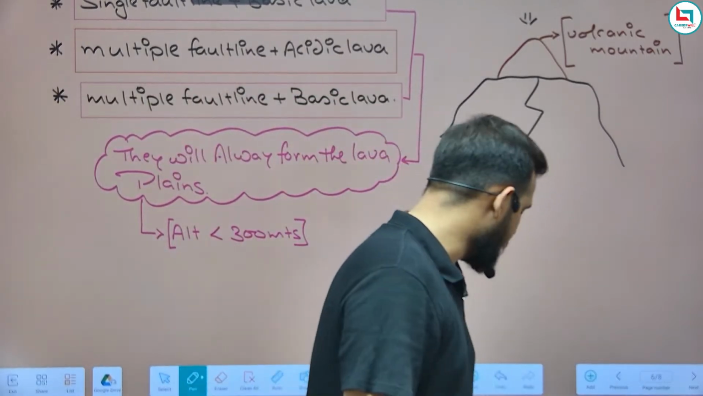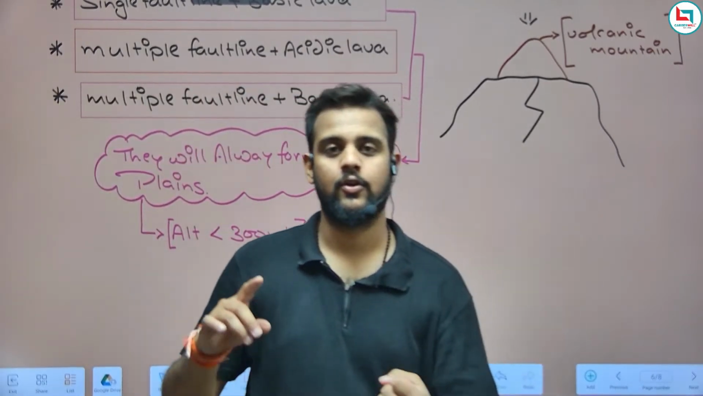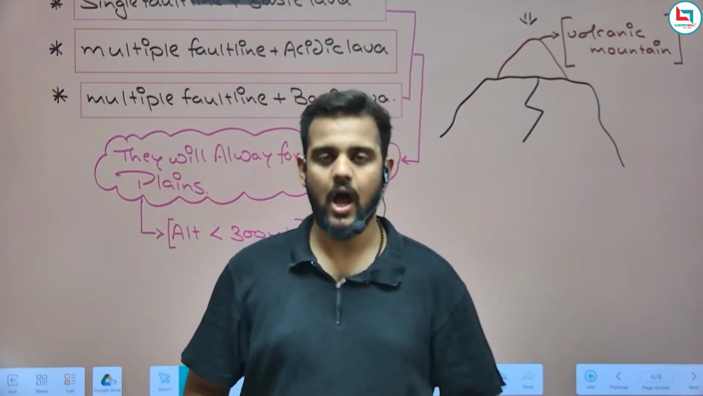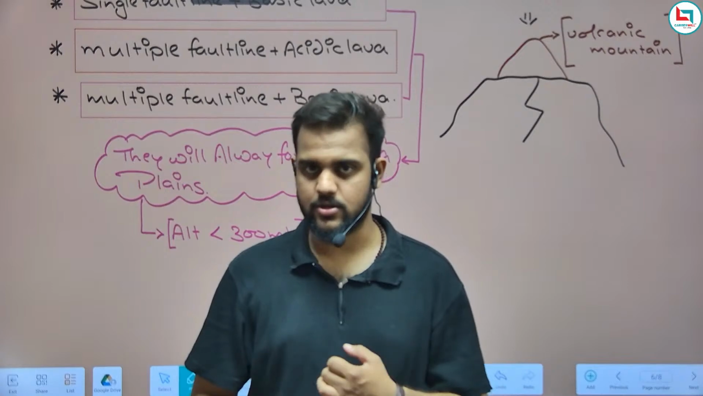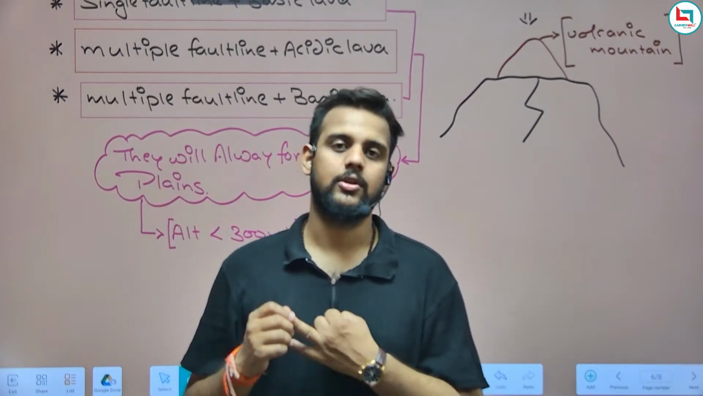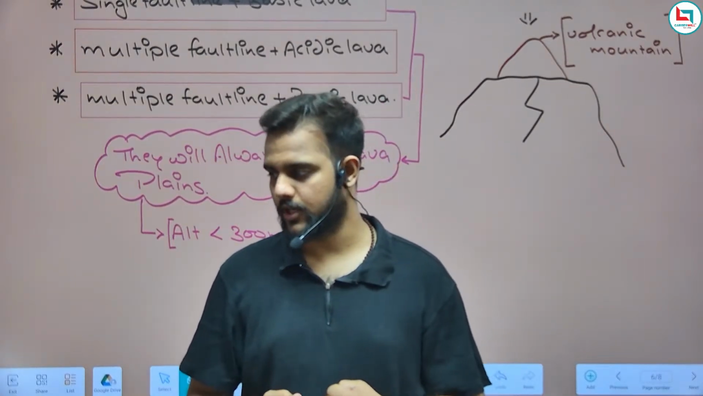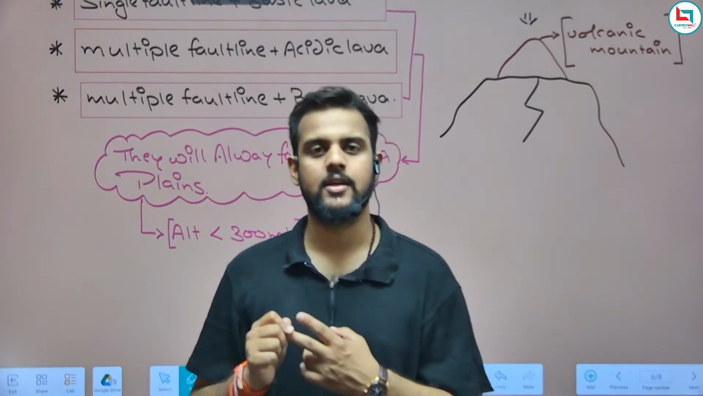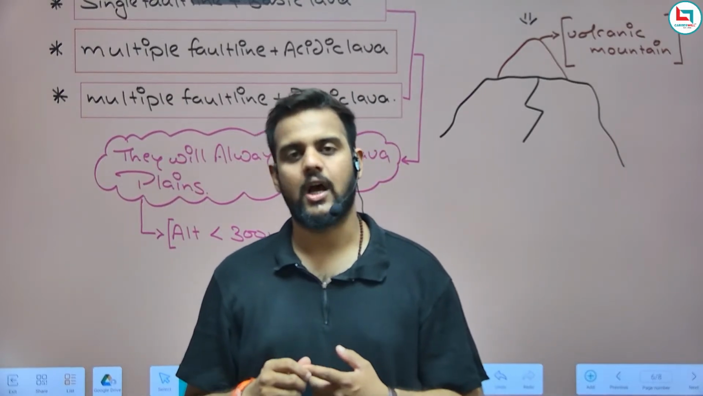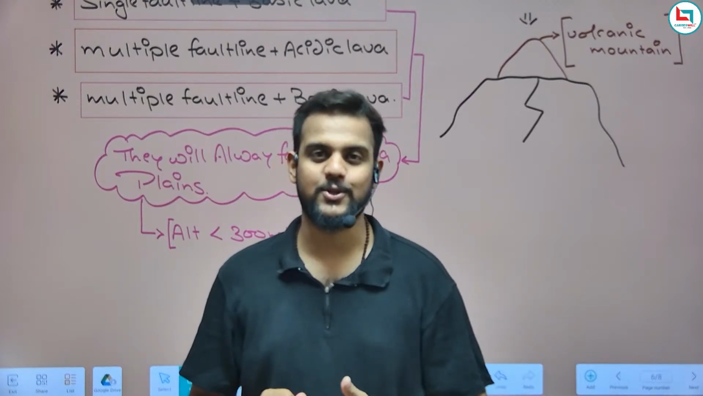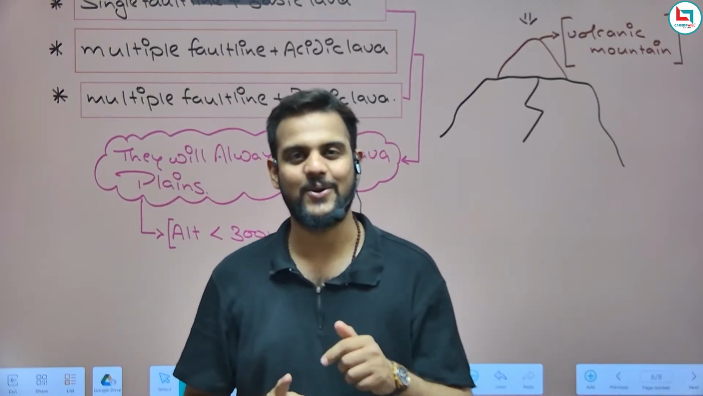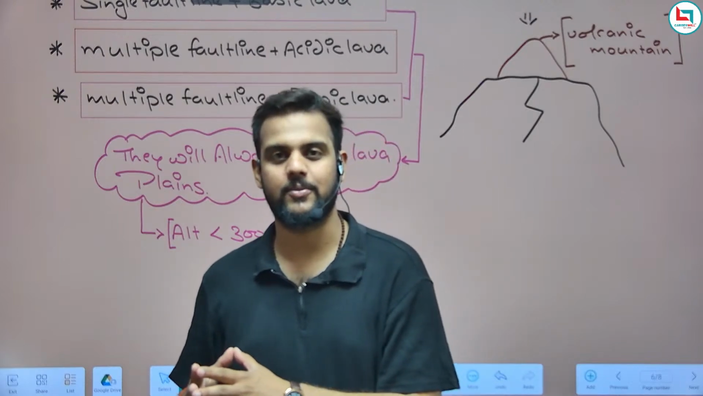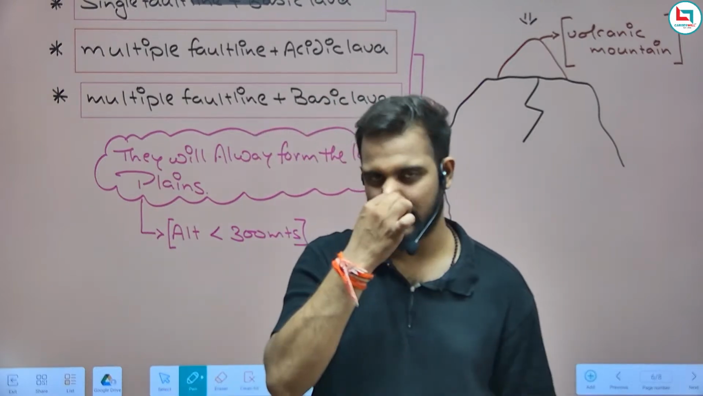So we had talked about the formation of fold mountain. In fold mountain, we had talked about how the formation of ancient fold mountain took place, how the formation of old fold mountain took place, how the formation of new fold mountain took place. We have talked about how the formation of block mountain took place, and we have talked about how the formation of volcanic mountain took place, along with the formation of plateau and lot many things.